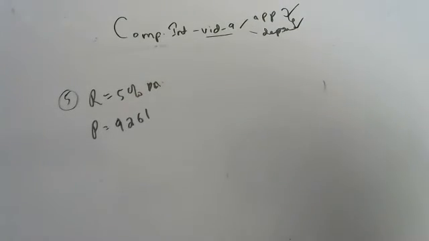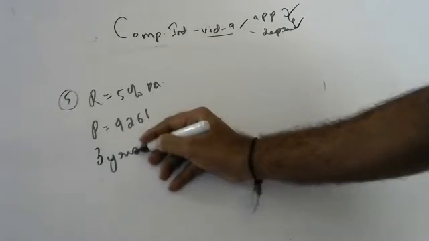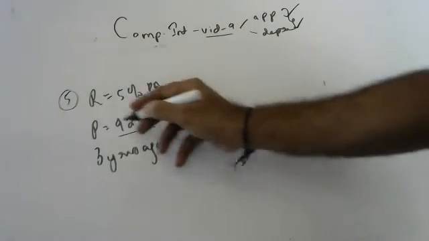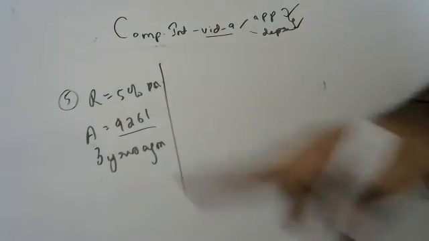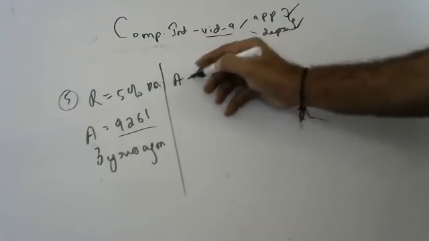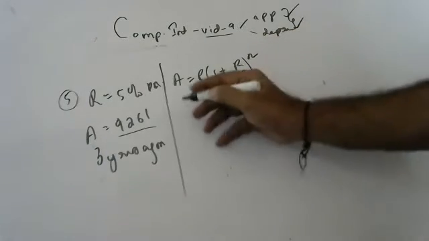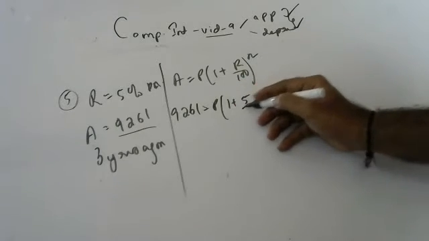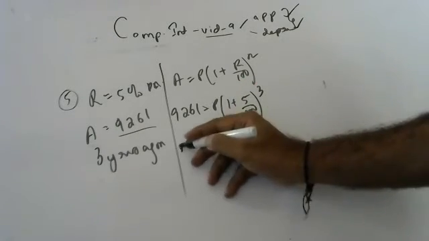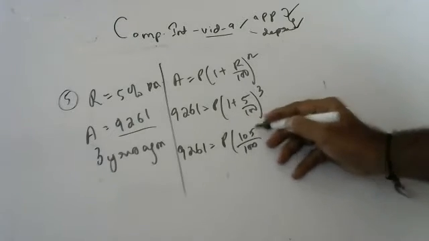The present population is 9261. What was it 3 years ago? Present population means amount. 3 years ago means principal. Sujit, can you say? A is equal to P into 1 plus R by 100 to the power n. 9261 is equal to P into 1 plus 5 by 100 to the power 3. P into 105 by 100 to the power 3.